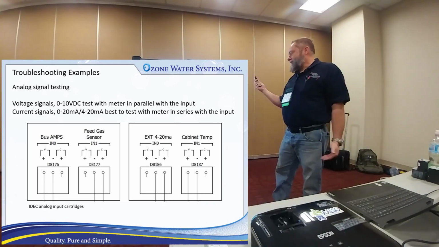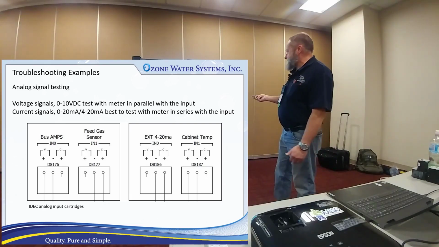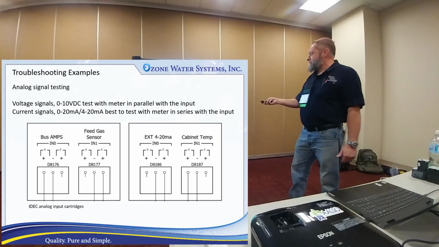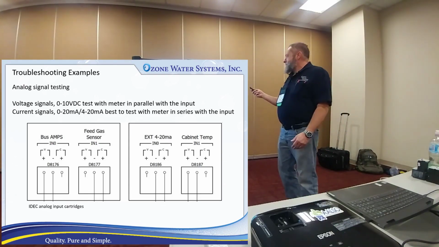Since we have both, now 4 to 20 is by far the most standard in the industry, but we do have some voltage signals coming in, some analog voltage signals. We got two voltage signals, and we got 2 current signals. So you got to know how to test both.